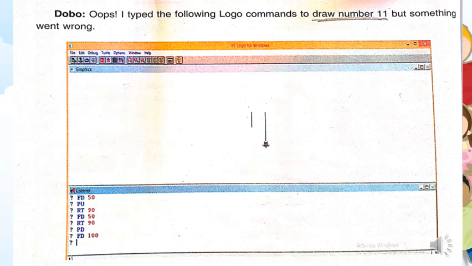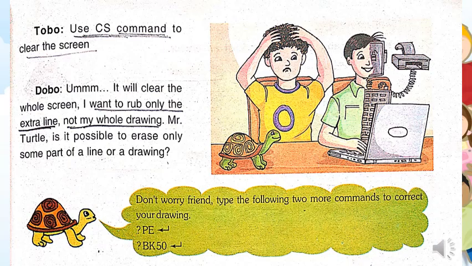Dobo practices something. Let's see what Dobo practiced. Dobo says, "Oops, I typed the following Logo commands to draw number 11, but something went wrong." In the images, Dobo is writing 11 using Logo, but the second one is longer than the first one. Then Dobo says, use the CS command to clear the screen, but it will clear the whole screen. "I want to rub only the extra line, not my whole drawing. Mr. Turtle, is it possible to erase only some part of a line or drawing?"